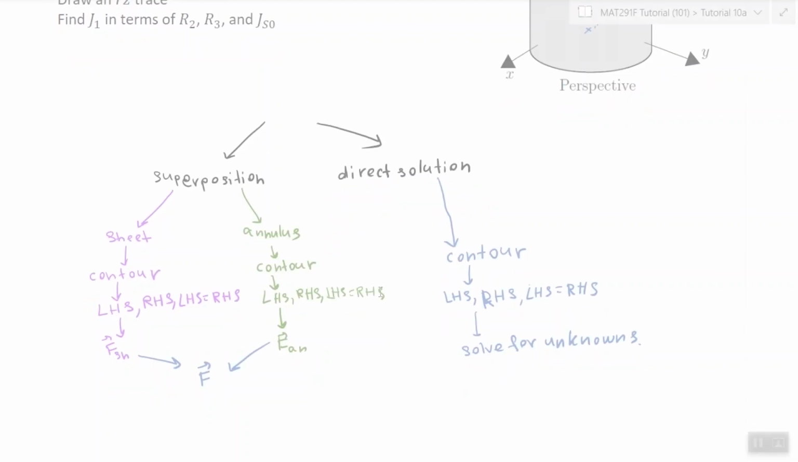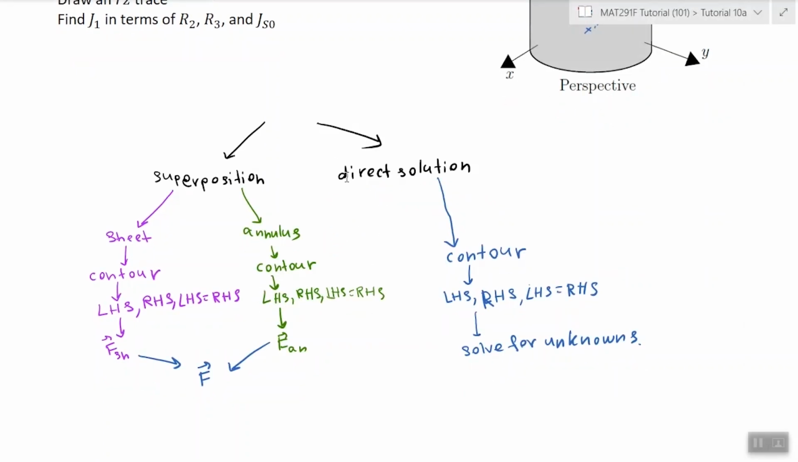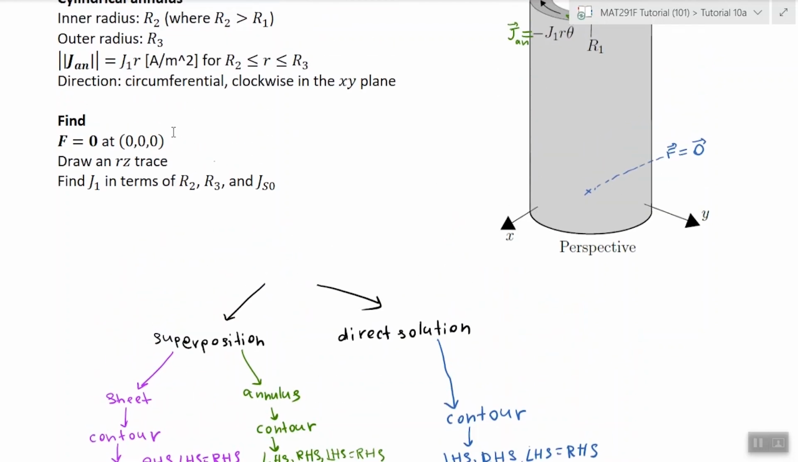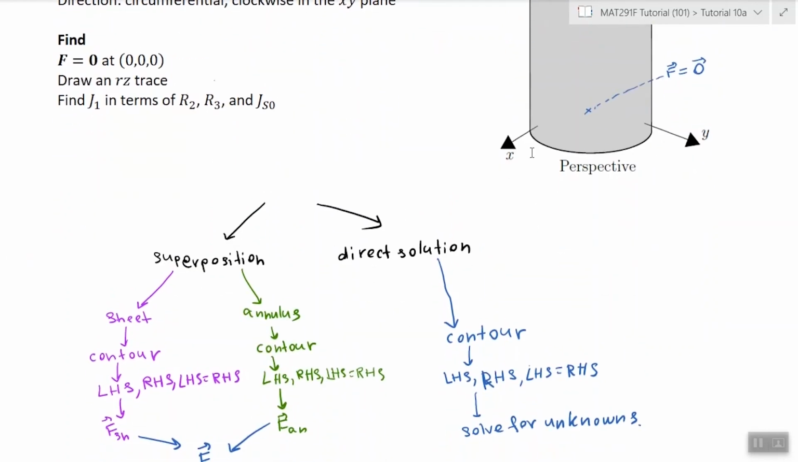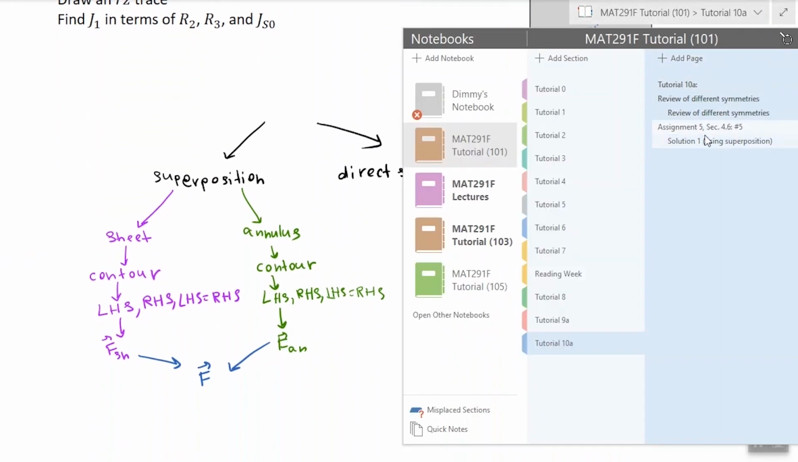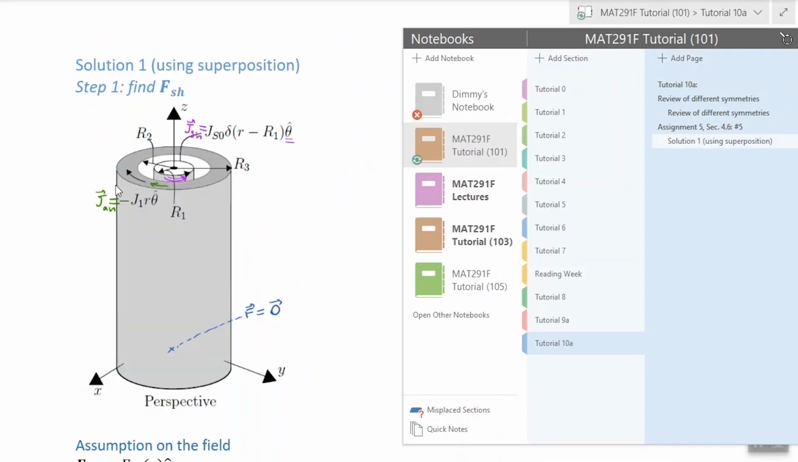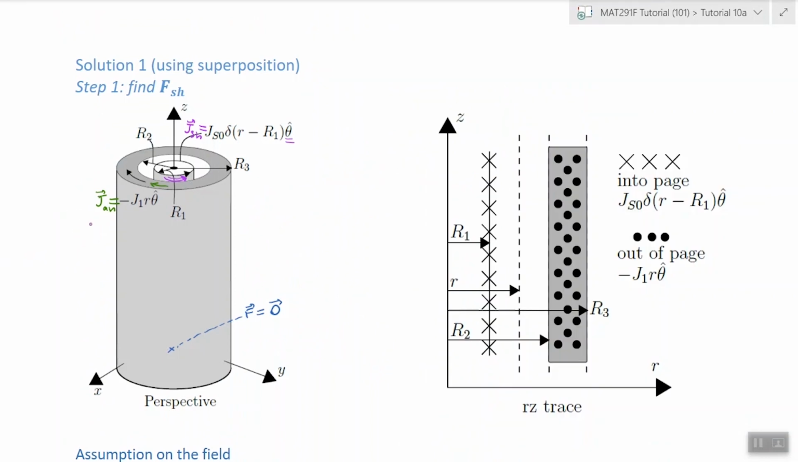Let's first solve the problem using superposition. So this approach, and as I'm doing that, I'm also going to show you how to sketch the RZ trace and what it means. The first step for the superposition approach is to find the field from the sheet. So this is this purple object. The RZ trace for the entire problem looks like this. You see the sheet current is going into the page.